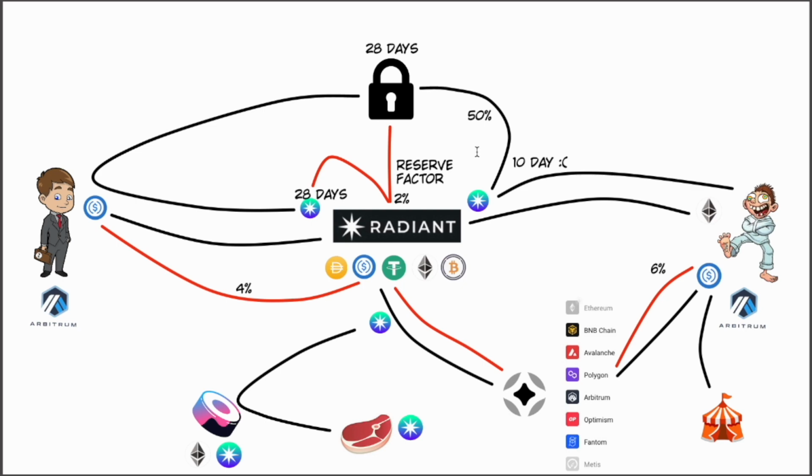Now, there is one downside, which is that Radiant depends on Stargate. So currently they only support USDC and Tether to go through this. You can't borrow ETH through Stargate, or Bitcoin, WBTC. But I guess as Stargate grows and more chains are added and more assets, and there's deeper liquidity, then they can add some more of these assets to go through Stargate and borrow on other chains.